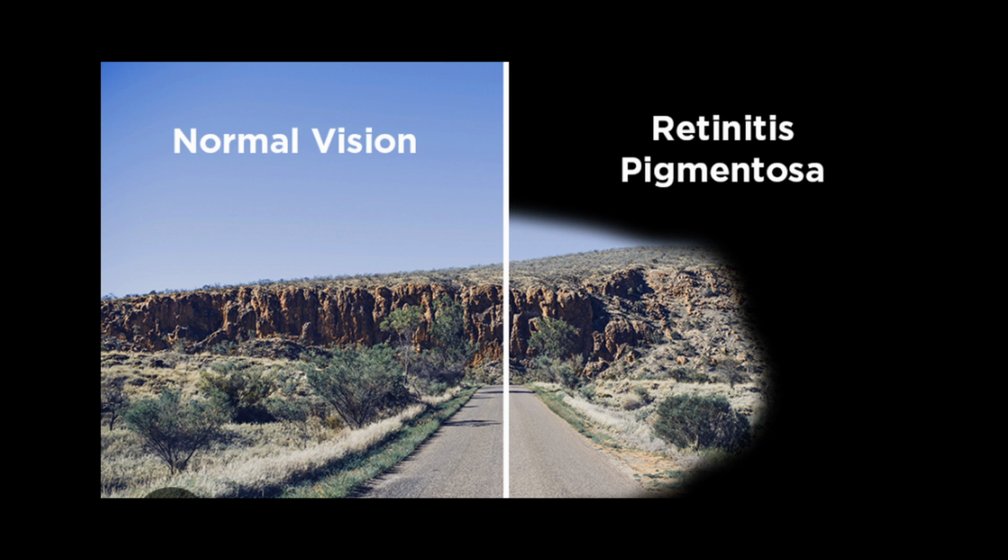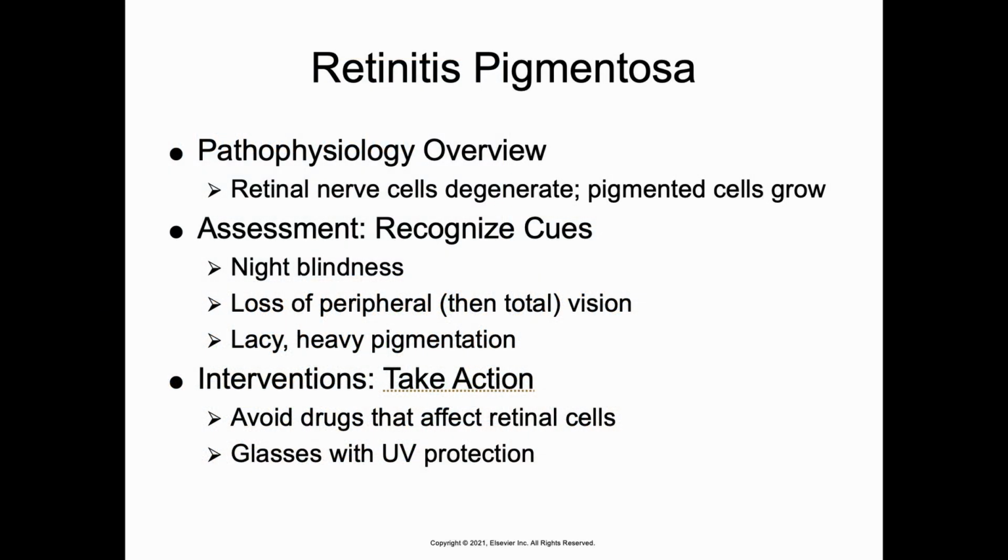What are you going to do? You're going to avoid drugs that affect the retinal cells. And these people should wear glasses with UV protection, okay? So when you're educating the family, you're not going to tell them, go on Amazon and buy a pair of glasses. You're going to tell them, see a doctor and get the real deal thing, okay? A lot of them are like, I don't know why this is getting worse. Well, I bought these glasses on Amazon for $400. Well, they don't have any UV protection.